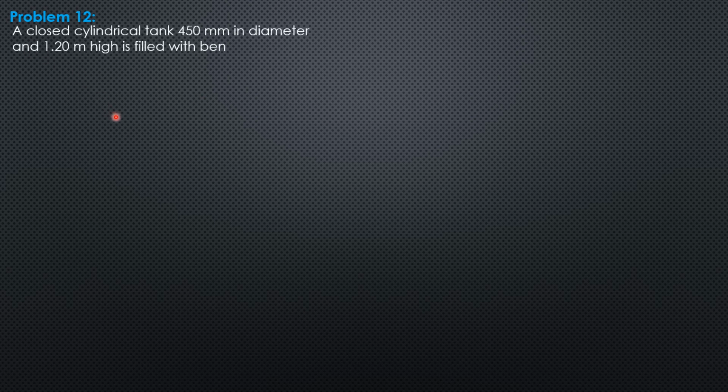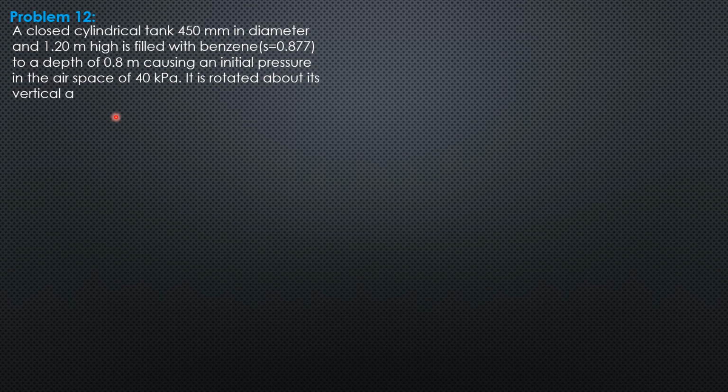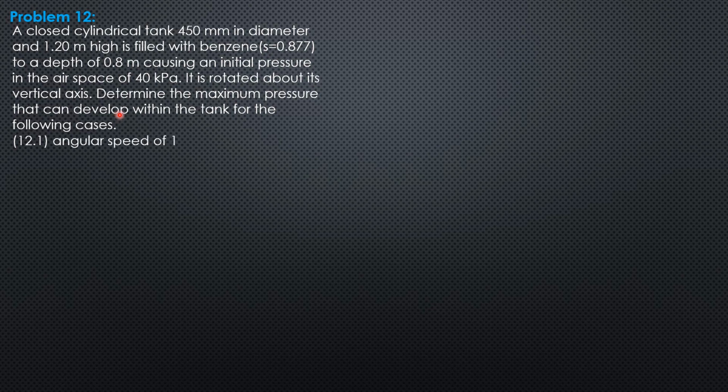Hi everyone, this is the solution to example 12 on rotated vessels. So this is the problem. A closed cylindrical tank 450 mm in diameter and 1.2 meters high is filled with benzene of specific gravity 0.877 to a depth of 0.8 meter, causing an initial pressure in the airspace of 40 kilopascals. It is rotated about its vertical axis.